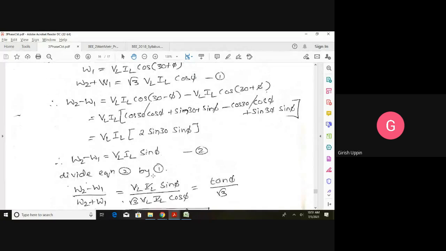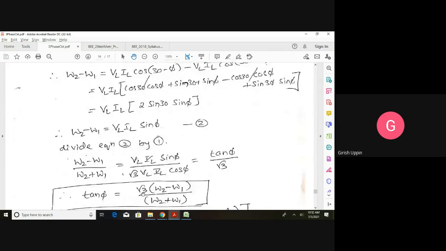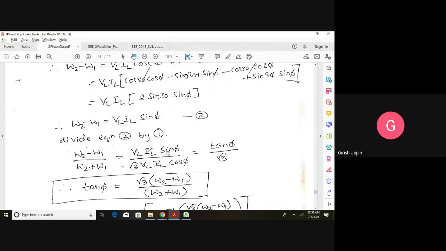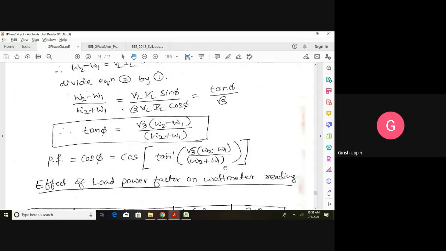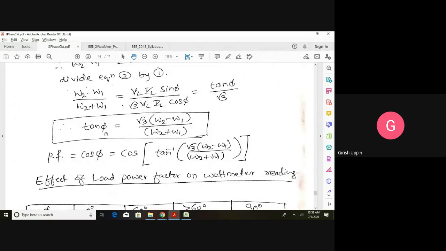Now I have the equation W2 plus W1, that is the first equation, then W2 minus W1, the second equation. We are going to take the ratio of the left hand side and the right hand side. Left hand side, W2 minus W1 divided by W2 plus W1. We write the right hand sides. This is VL IL sin φ, and this is root 3 VL IL cos φ. What we get is tan φ divided by root 3, because VL and IL get cancelled. Therefore, tan φ is equal to root 3 times (W2 minus W1) divided by (W2 plus W1).